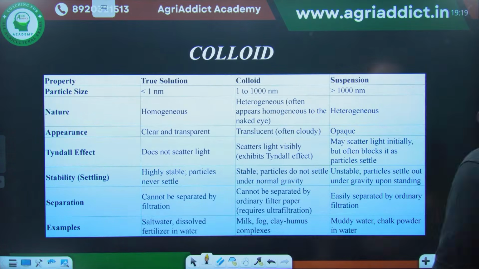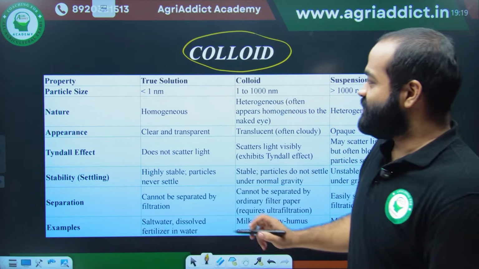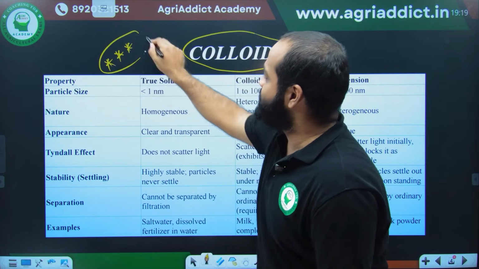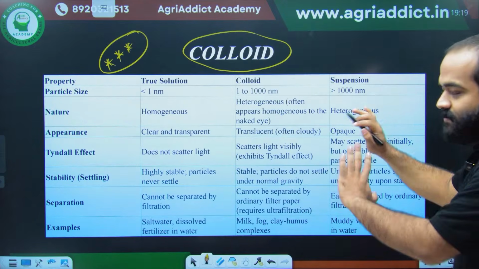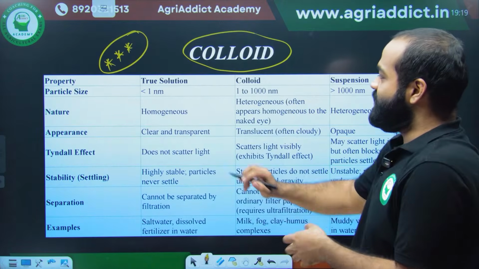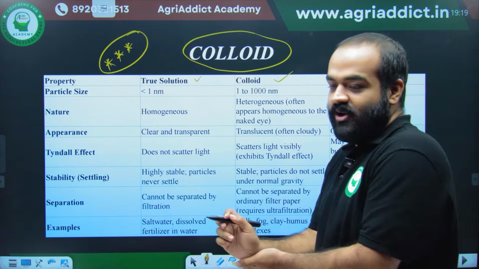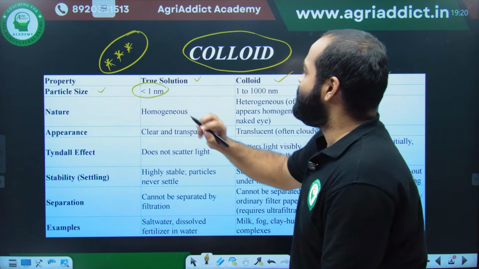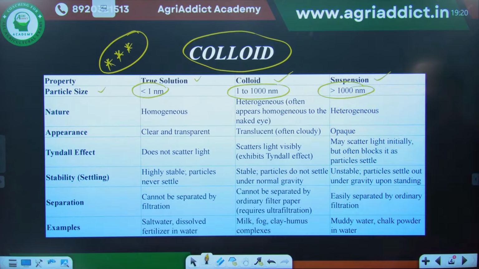Soil chemistry will start from colloids only. Properties of colloids. This table is extremely important. I have taken this table specially for you and modified it; information in this manner, I don't think you will get anywhere else. So let's dive into it. True solution, colloid and suspension: these are the three types, as we all know. Among particle sizes, what is the difference? It will be less than 1 nanometer for a true solution, then 1 to 1000 nanometer is colloid, and greater than 1000 nanometer will be suspension.